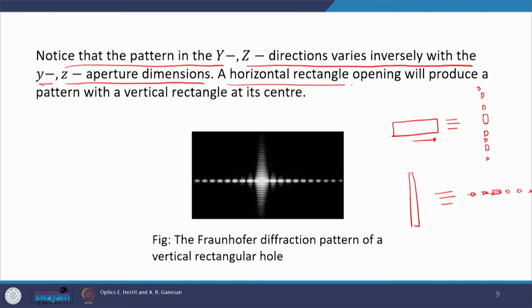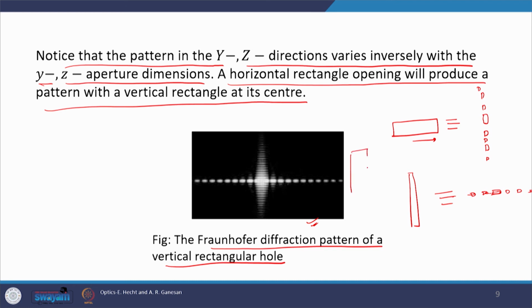A horizontal rectangular opening will produce a pattern with a vertical rectangle at its center. And in this figure, this is what exactly you see. This is the Fraunhofer diffraction pattern of a vertical rectangular hole. The rectangular hole is something like this, and you see this horizontal pattern. Although in the vertical direction too there is something, the horizontal pattern extends to greater distances, and it is more dominant.